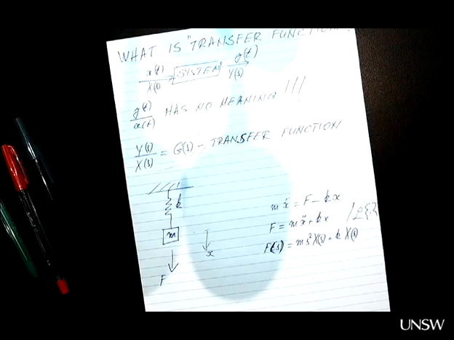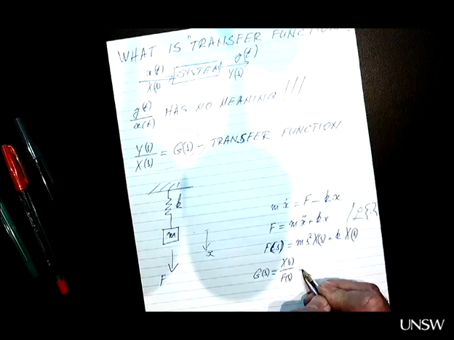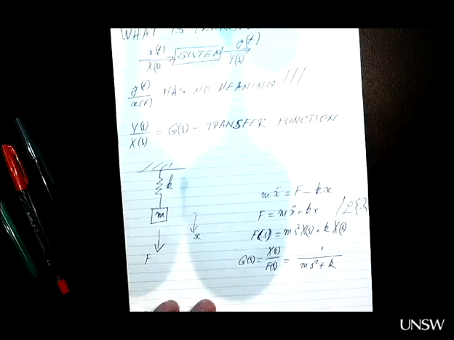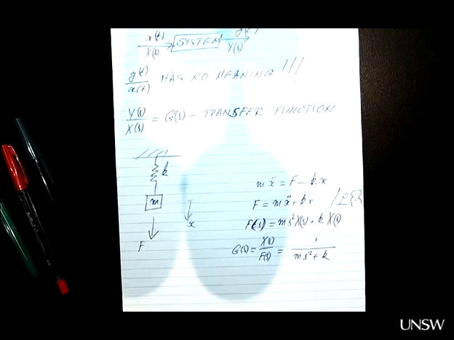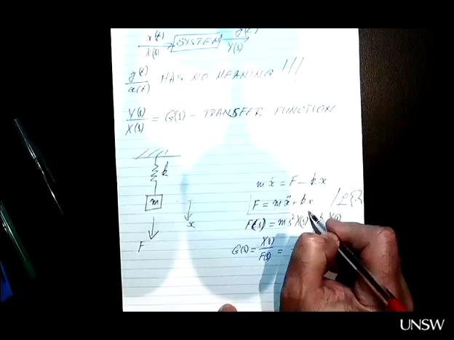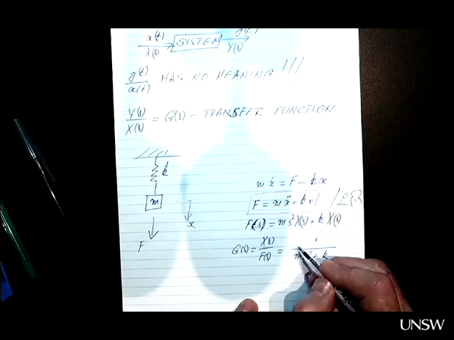Transfer function, G of s, will be equal to output X of s over input F of s, which will be equal to 1 over ms squared plus k. So, in the time domain, this is how we describe this particular system, the spring mass system. In the S domain, this is how the same system is described.